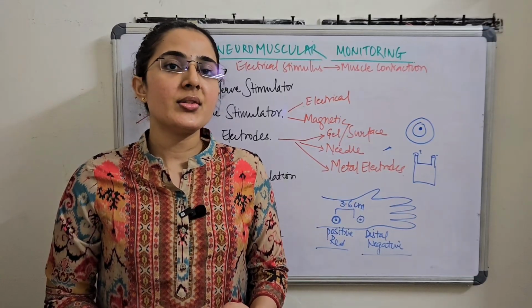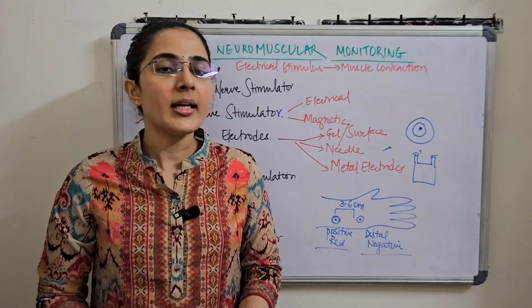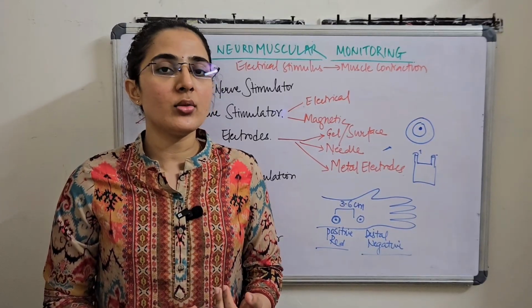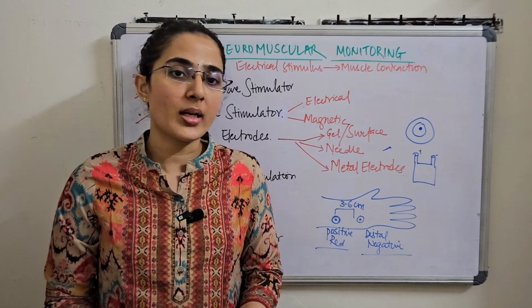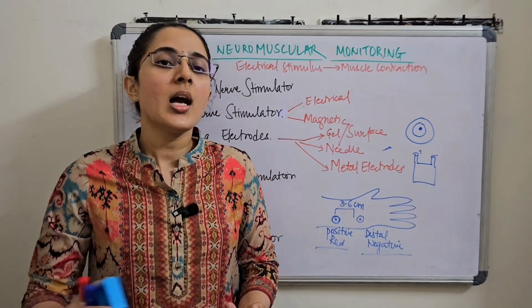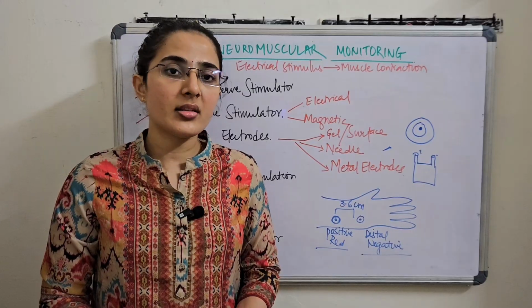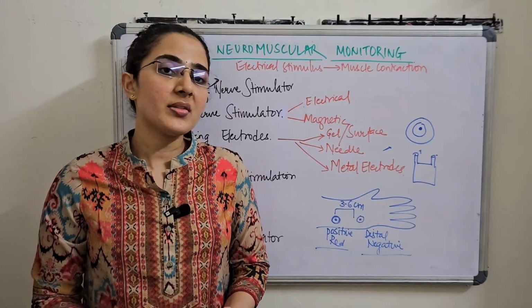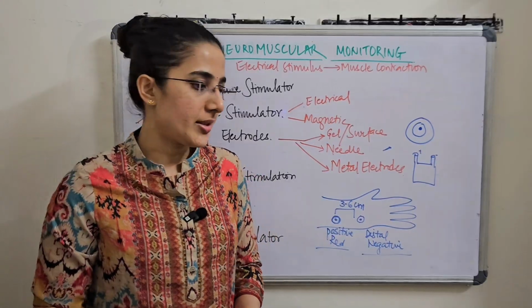So what is the ideal nerve stimulator? The ideal nerve stimulator is one which is able to deliver a wide range of current. It should also be able to give a stimulus within a short duration of time, that is 0.2 to 0.3 millisecond, and should be able to deliver the current constantly over a wide range of skin resistance. That will be an ideal nerve stimulator.